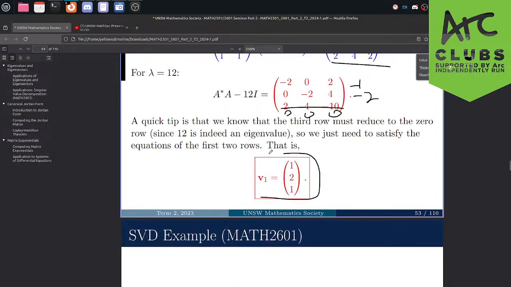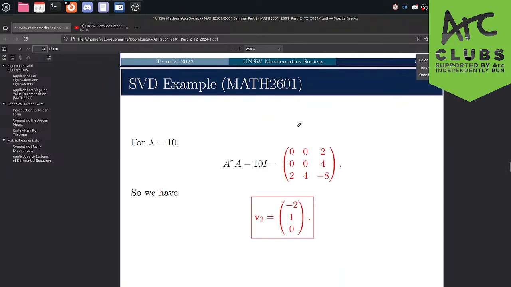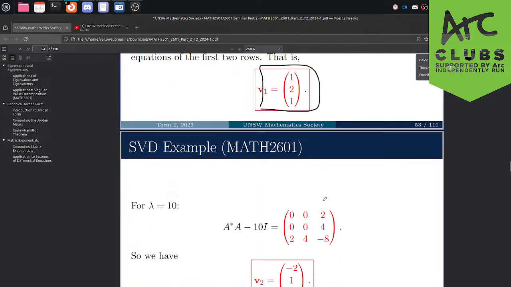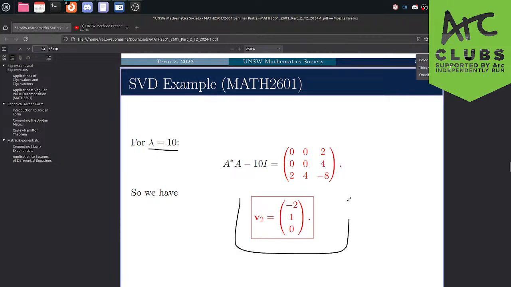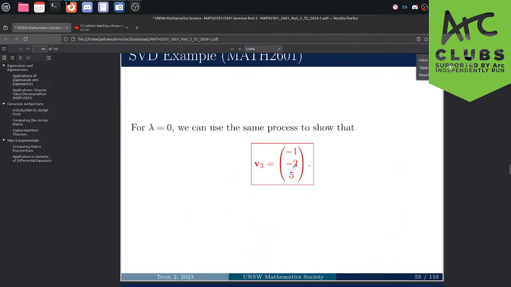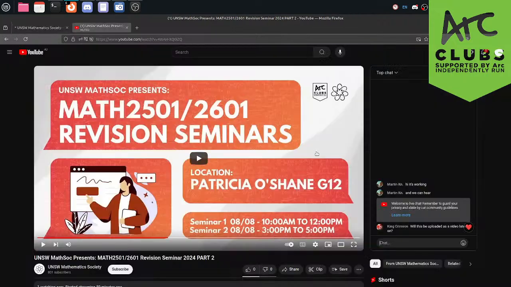And then you can find its eigenvector by row reducing and then solving for the kernel in your augmented matrix. So that's for lambda equals 12. You find that eigenvector. For lambda equals 10, you find this eigenvector. Again, A star A minus lambda I. And then for lambda equals 0, you do the same process. You find the kernel of just the original A star A matrix, and you see it's spanned by only this eigenvector. Cool.